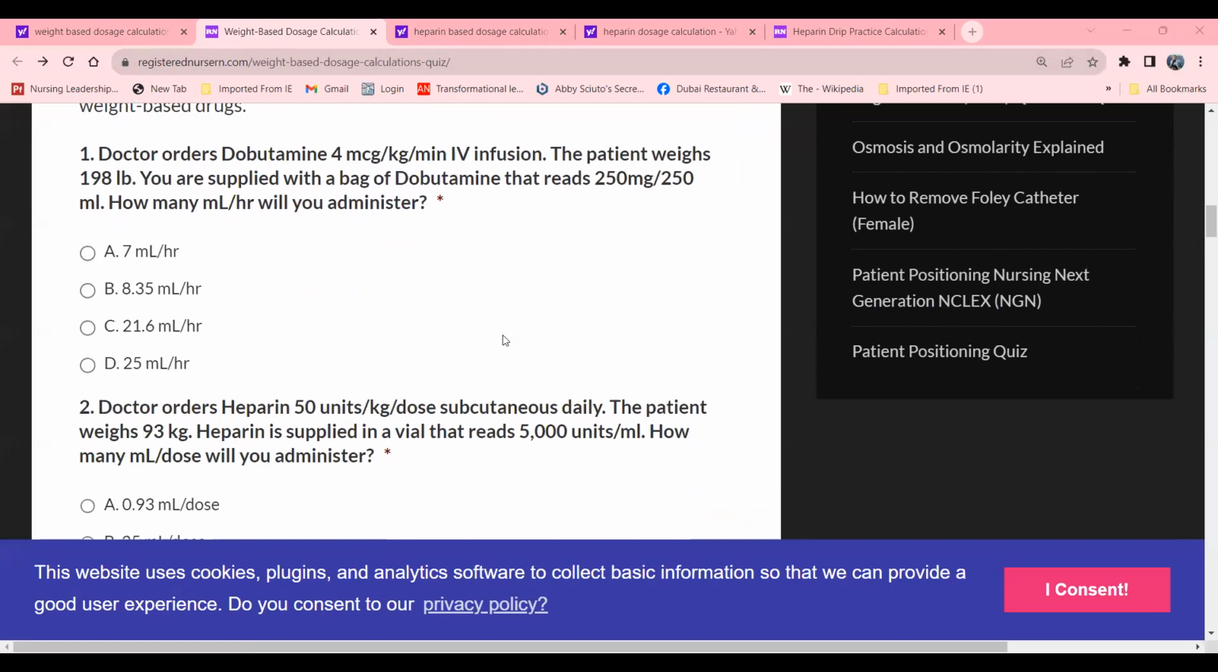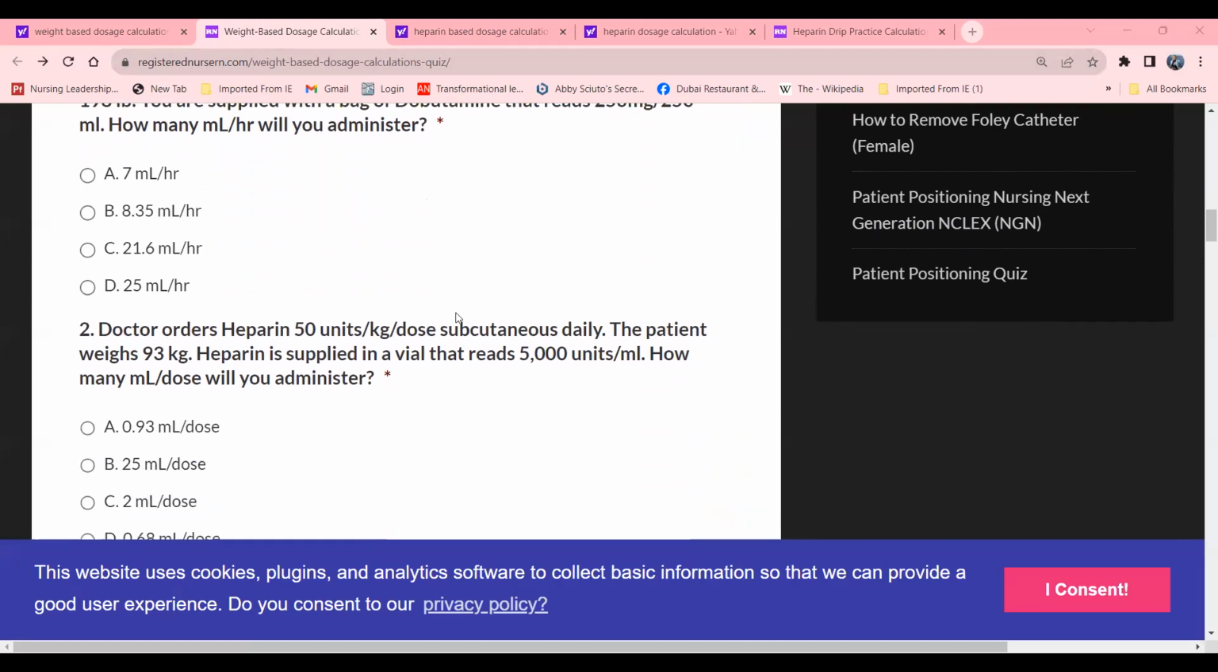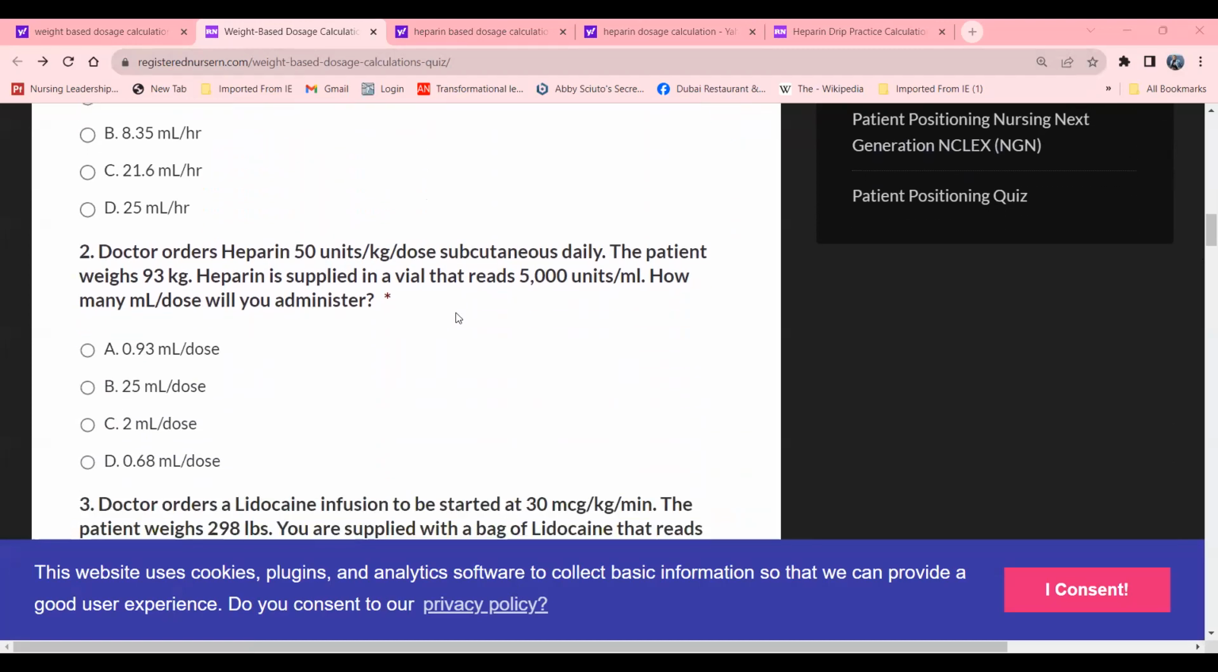All right, let's look at some of these other ones. All right, let's start with number 2, and then we'll come back to the more difficult ones. All right, this is just asking you mLs per dose. So how are you going to set this up?